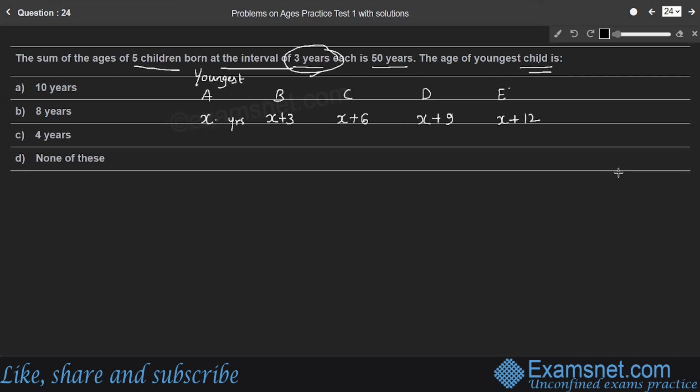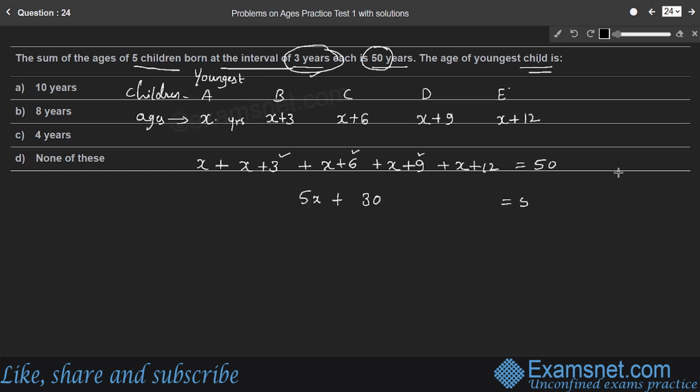And the sum of their ages is 50 years. So we'll take the sum of their ages: x plus x plus 3 plus x plus 6 plus x plus 9 plus x plus 12. The sum of their ages is equal to 50 years. Therefore, 5x plus 3 plus 6, 9, plus 9, 18, plus 12, 30, is equal to 50.